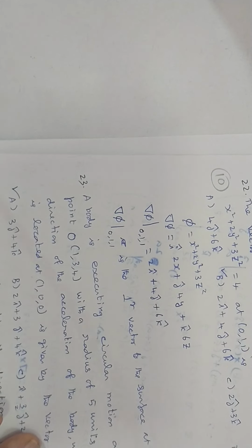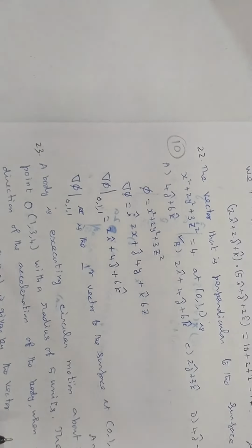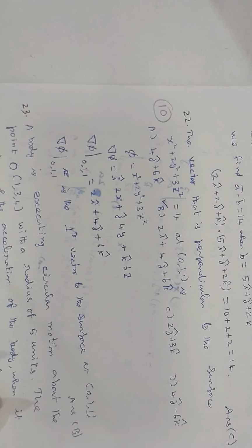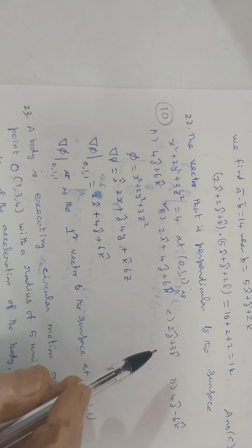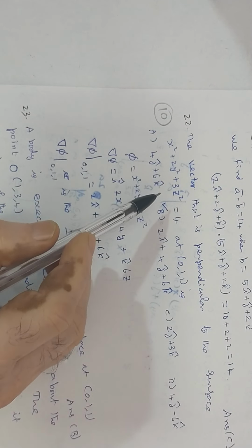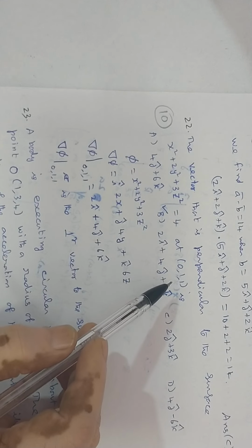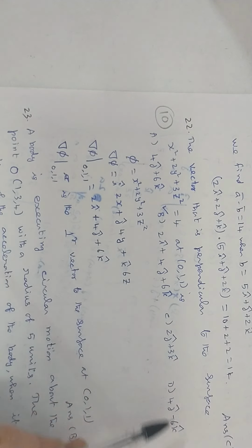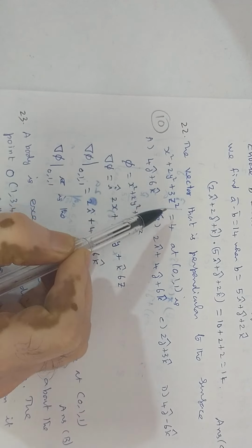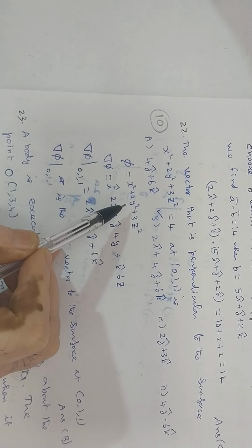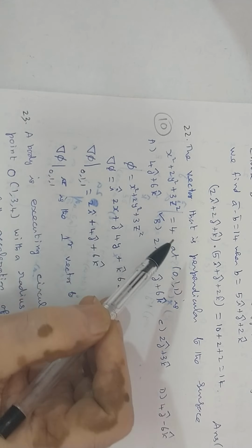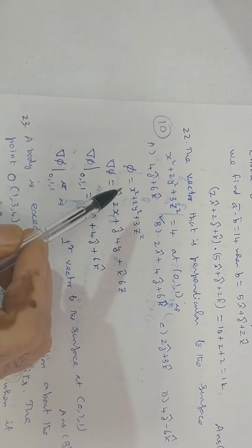The next question. The vector that is perpendicular to the surface x square plus 2 y square plus 3 z square is equal to 4 at the point 0, 1, 1 is. There are 4 options given. Now here you have to consider this as a function phi. Phi is equal to x square plus 2y square plus 3 z square. You need not worry about the constant. So this is your phi.